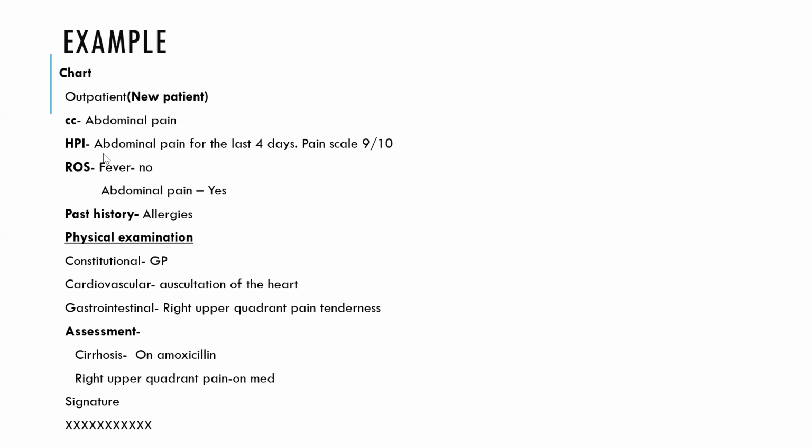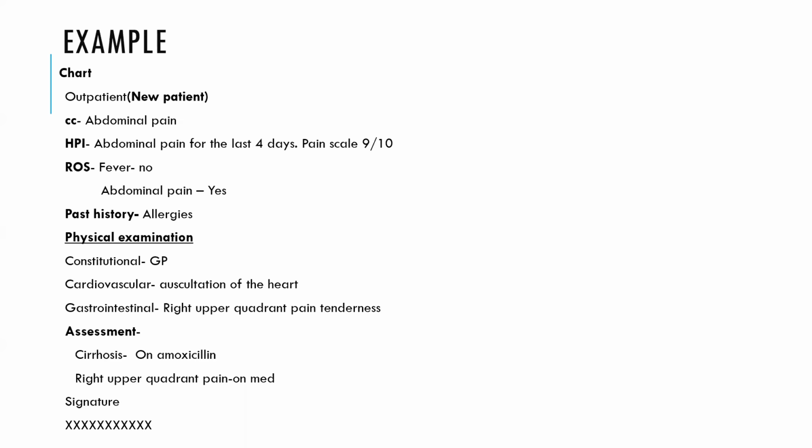Yes. So now if you see abdominal pain from last 4 days, pain scale 9 by 10, fever, ROS, no, abdominal pain is there, yes, past history. You should read everything. You should understand what is the complexity. You will get a lot of details here. History and physical examination is a great tool. We will discuss in detail in our next session. And if you see gastrointestinal, they have in physical examination, right upper quadrant tenderness is there. And under assessment, doctor has mentioned two conditions.